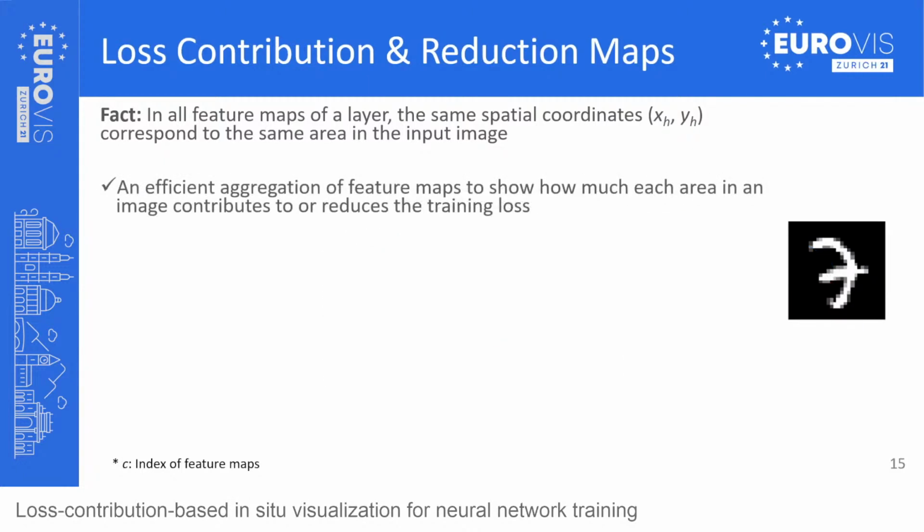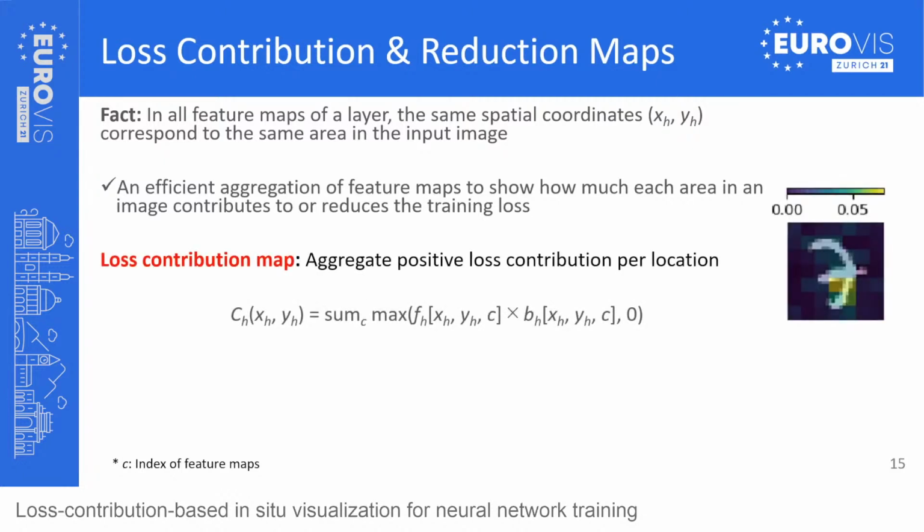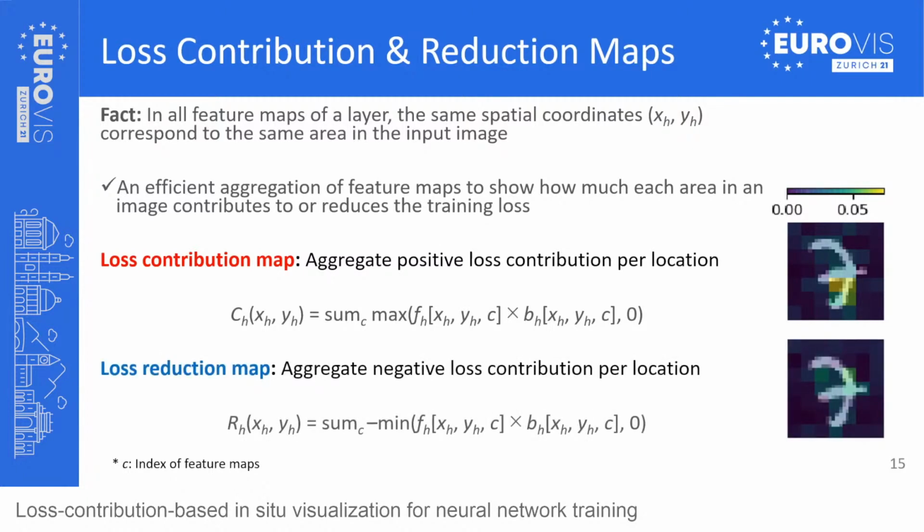In order to efficiently aggregate for in-situ analysis, we aggregate feature maps into two. One is called the loss contribution map, which sums the positive loss contribution per location. If an area has high loss contribution, it means that this area is difficult to train. The other map is called the loss reduction map, as it sums the negative loss contribution per location. If an area has negative contribution to the loss, it means that this area is helping to reduce the loss.